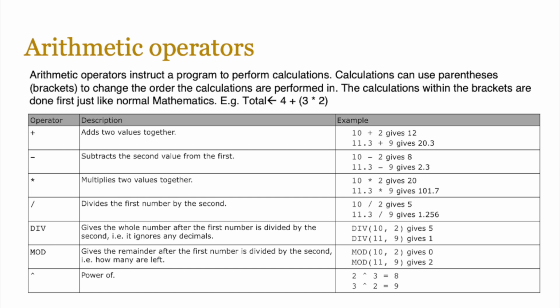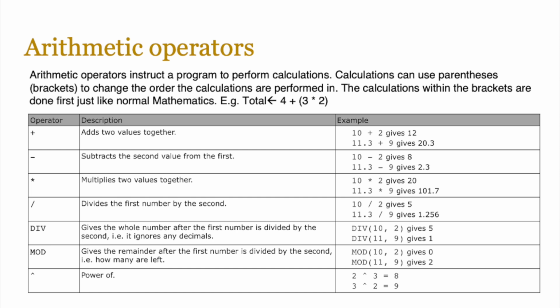The hat symbol signifies power of, whereas the div and mod work with remainders and divisors that you get through normal division. For example, if you do div bracket 10 comma 2, this gives you 5 because 10 divided by 2 gives you 5. It ignores any decimal number. So if you do div 11 divided by 2, you're still going to get 5 because it's going to ignore the decimal parts.